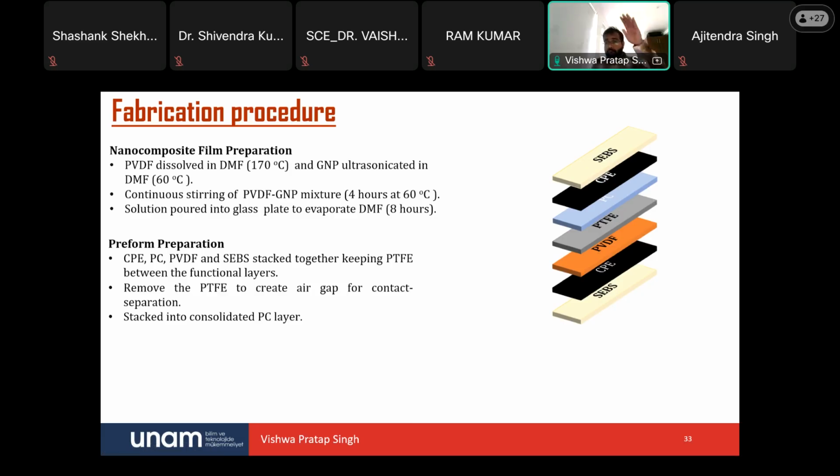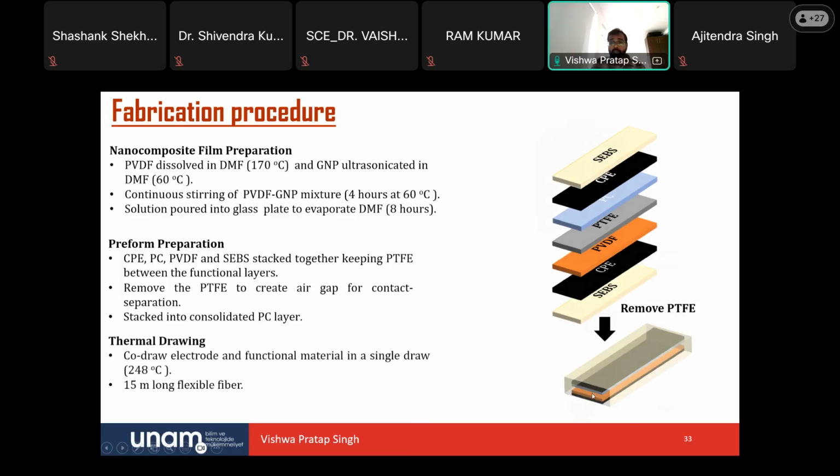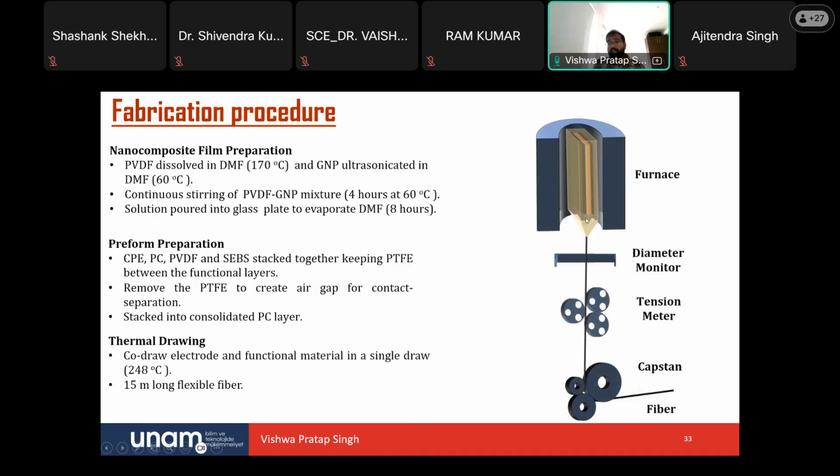So what we did, we pressed them, and we got this type of structure. This is the HCPS outer layer, and in between you get this. But there is a PTFE, so there would not be any gap, and without a gap you will not be able to get the triboelectric property. So we remove the PTFE and you get the gap. So this is the gap. Now we will thermal draw. We put this again here in the furnace, and we thermal draw using the same method. But there is one problem. Whenever we were drawing it, the gap was not there.